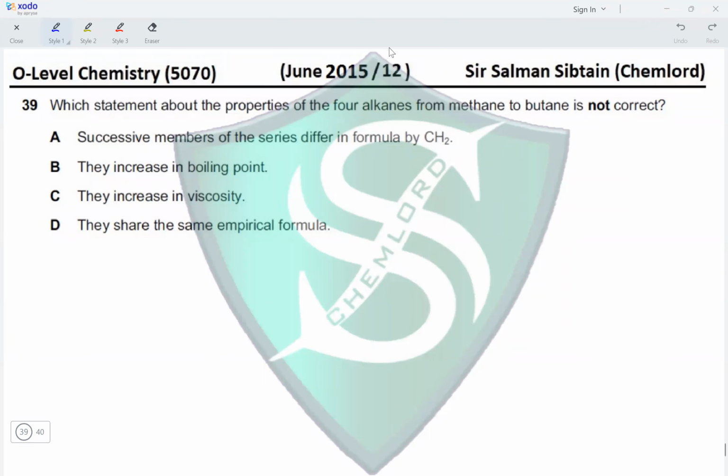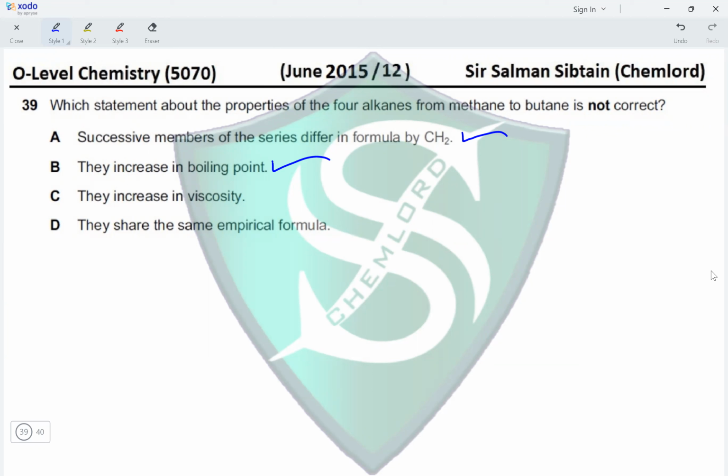Question 39. Which statement about the properties of the four alkanes from methane to butane is not correct? Okay, we need to find out which of these statements is not correct. Successive members of the series differ in formula by CH2. This is true for all members of any homologous series, that successive members differ by a CH2 group. So this statement is correct. The increase in boiling point, yes, as the Mr increases, the boiling point increases. So this statement is also correct.